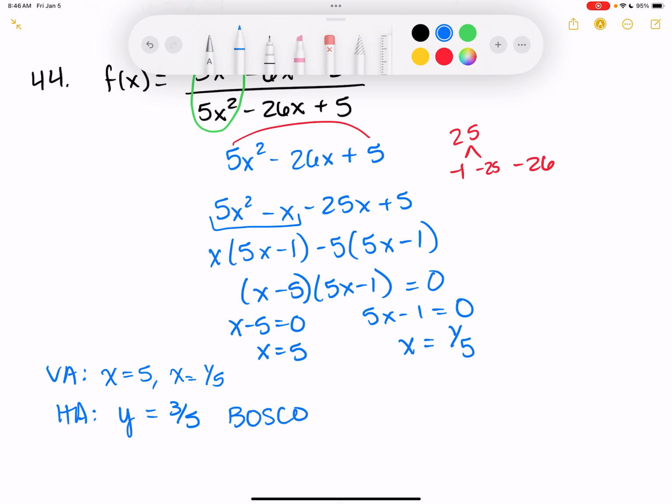We're going to have some slant asymptote. So we only have a slant if there's no horizontal. I'm making sure, Tristan. There's only one problem in the homework that I see that will have a slant.